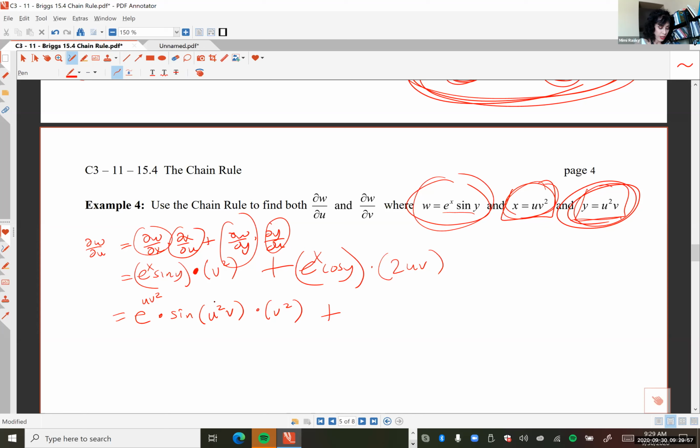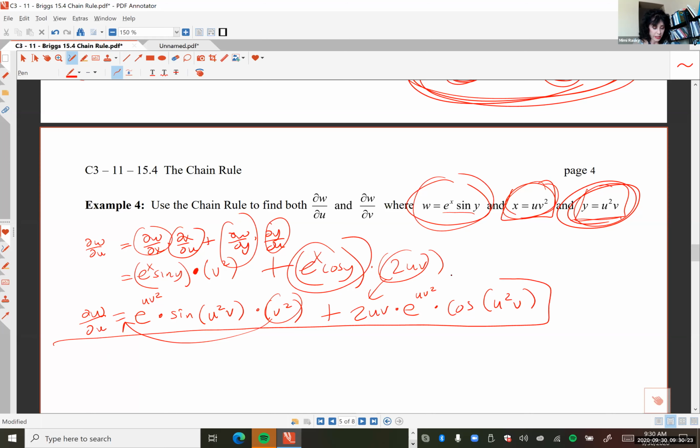Plus, and by the way, you want to clean this up. Like, I like my algebraic factors in front of my transcendentals just because. In fact, let's just put this in the beginning. Let's look, 2uv, just put that there. Times, and then e to the x, that's e to the uv squared, times cosine of y, but that's cosine of u squared v. And you're done. So this is the partial of w with respect to u. It's this big mess. Okay. Go get the other partial.